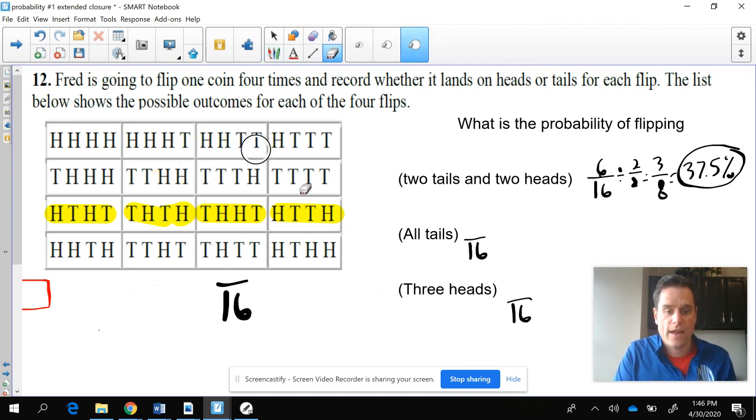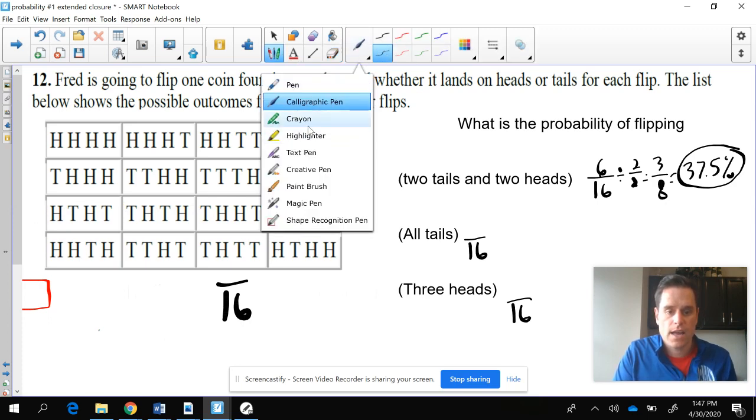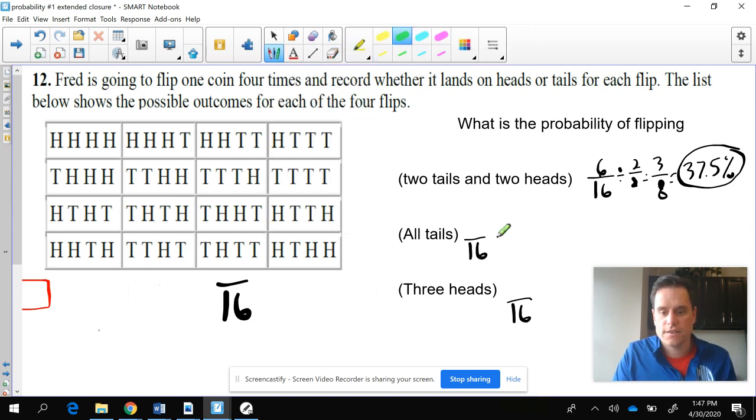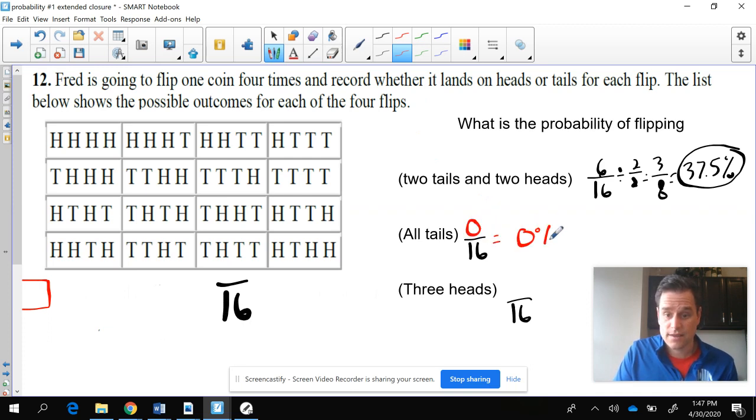Okay, let's try the next one. We have 2 more, and that's it, guys. 2 more, and we're all done. Let's get my highlighter, and let's do green this time. It says all tails. It's all going to be tails. Nope, nope, nope, nope, nope. Oh man, I don't think I even meant to do this. But is there a probability? The experimental is 0 out of 16. Guys, that stinks because that is a 0%. Didn't happen.